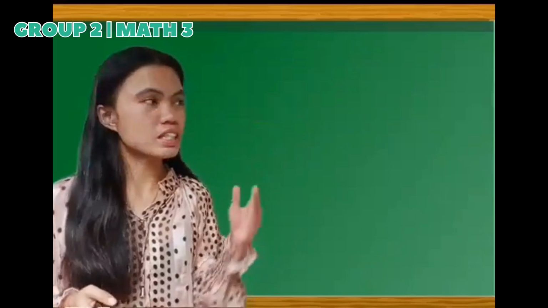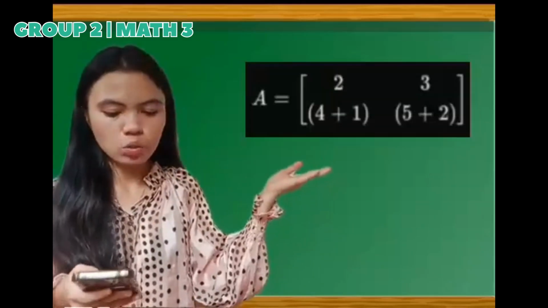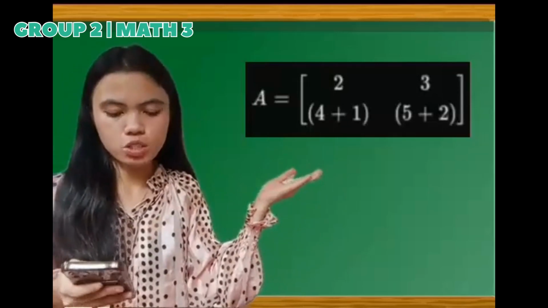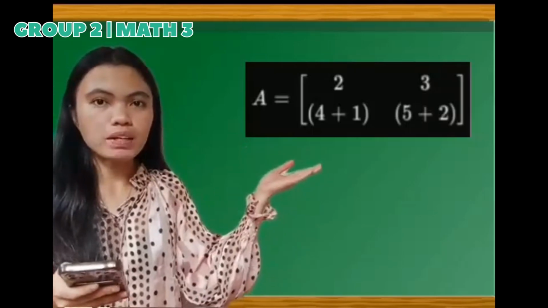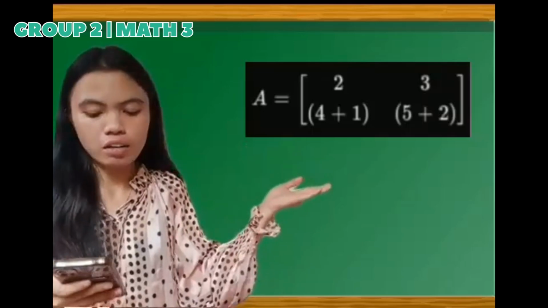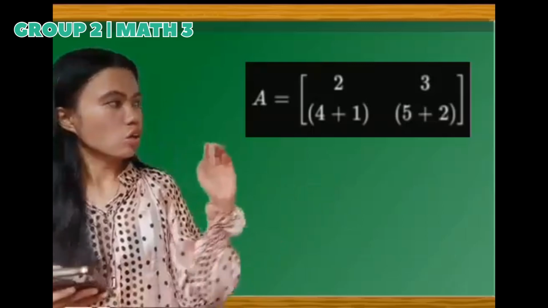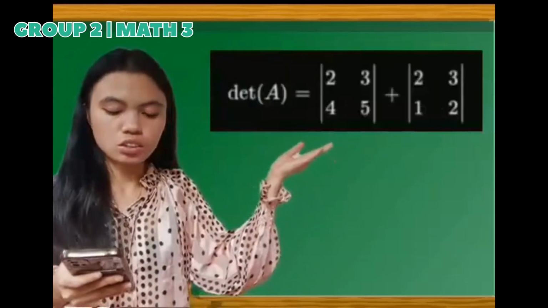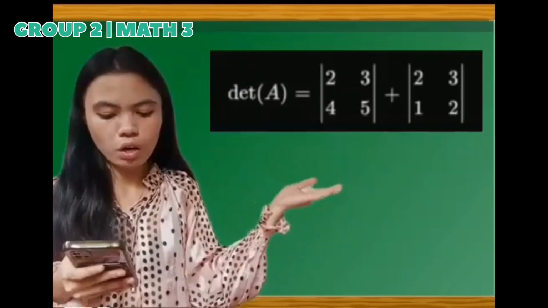The next property is the sum property. So for example, we have this matrix. A equals 2, 3, 4 plus 1, and 5 plus 2. Here, the second row is expressed as 4 plus 1 and 5 plus 2, or simply 4 and 5 plus 1 and 2. So using the sum property, to get the determinant of A, we will have the matrices 2, 3, 4, and 5 plus 2, 3, 1, and 2.